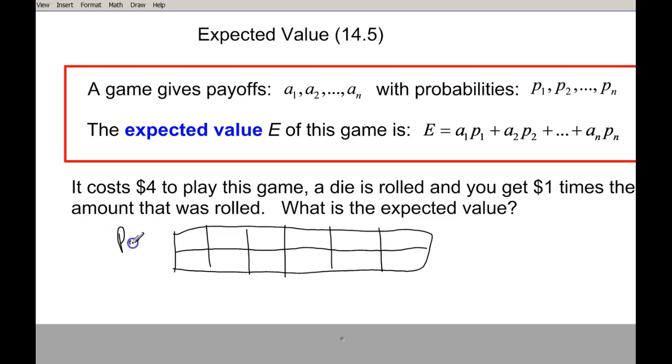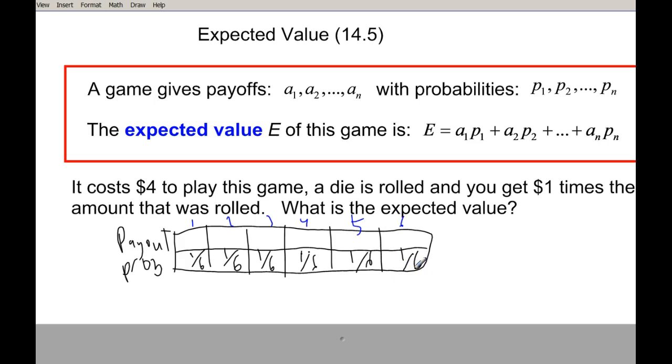And we'll call this the payout, the payoff, and then the probability of that happening. So you have lots of different options here: you could roll a 1, a 2, a 3, a 4, a 5, or 6. So the probabilities of those happening are relatively easy here. It would be 1/6, 1/6, 1/6, 1/6, 1/6, and 1/6. Okay.